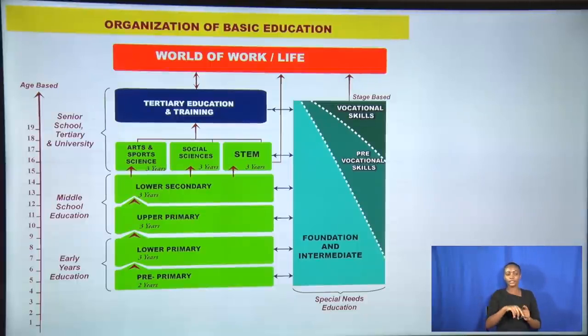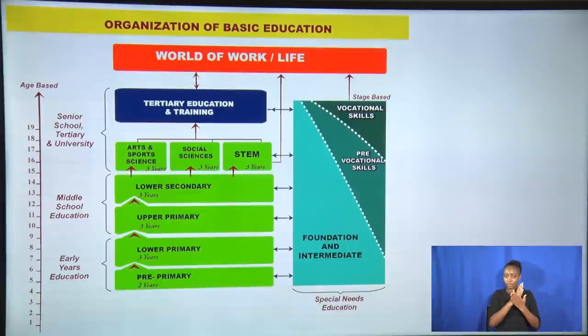With the pre-primary, we talk about PP1 and PP2. Lower primary, we talk about grade 1 to grade 3. Upper primary, grade 4 to grade 6. Lower secondary, we are talking about grade 7 to grade 9. Then the senior school, grade 10 to grade 12. As you can see, most importantly there are 3 pathways within the senior school.